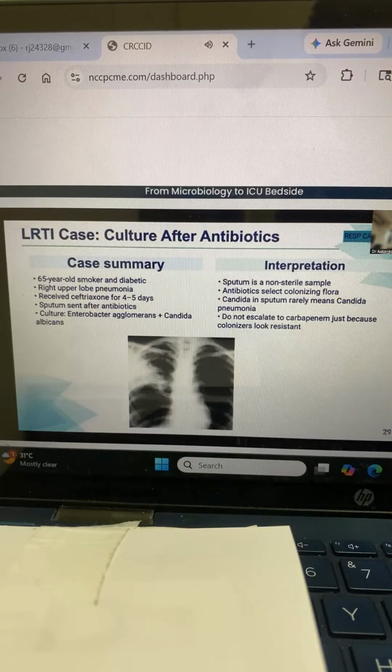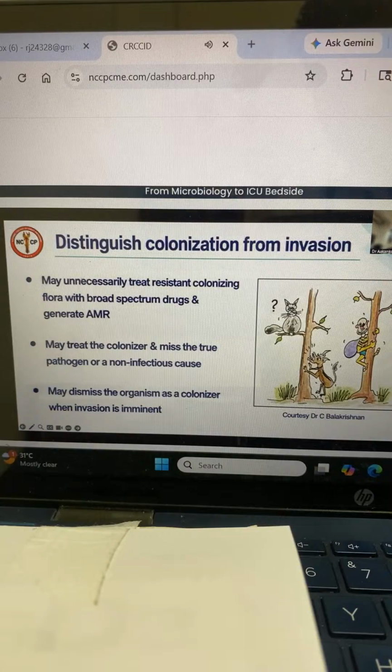I told you that the antibiotics were already started and the sputum was sent. So antibiotics select colonizing flora, and Candida in sputum rarely means Candida pneumonia. So don't escalate to carbapenem just because the colonizers look resistant. This is another very important aspect before just jumping onto changing antibiotics because the culture sensitivity report is showing something else. So remember, if you're unnecessarily treating resistant colonizing flora with broad spectrum drugs, you are generating more antimicrobial resistance.